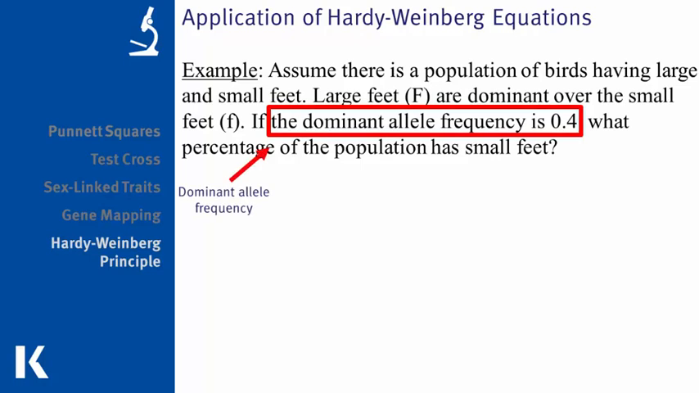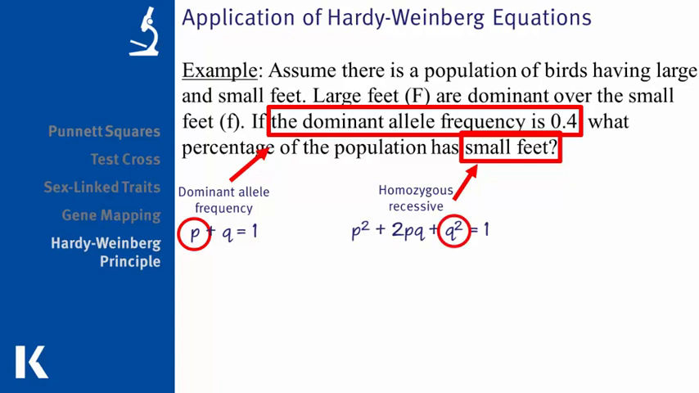Let's start answering the question by extracting the known information from the passage. The question states that the dominant allele frequency is 0.4. Therefore, we know that P equals 0.4. The passage also says that we are looking for birds with small feet. The passage states that small feet are the recessive trait, so the question must be asking us to find the percentage of the homozygous recessive genotype in the population. That means that we're going to have to use the second Hardy-Weinberg equation in order to determine Q squared, the frequency of the homozygous recessive phenotype.